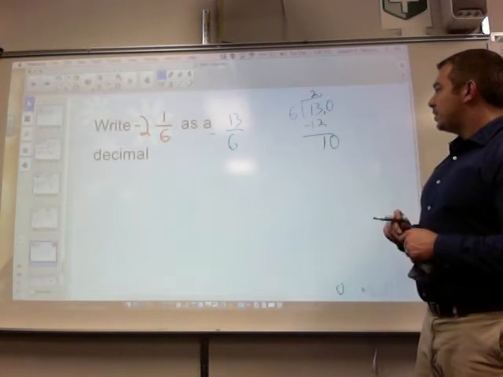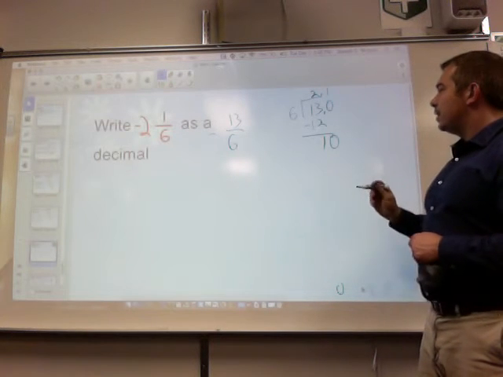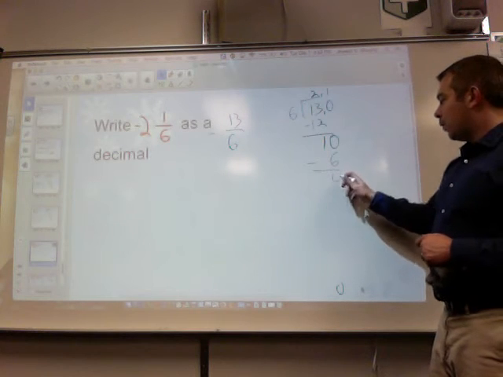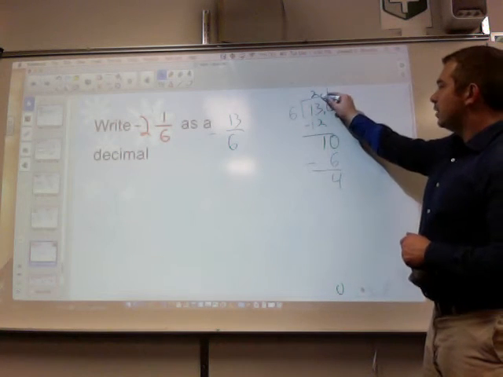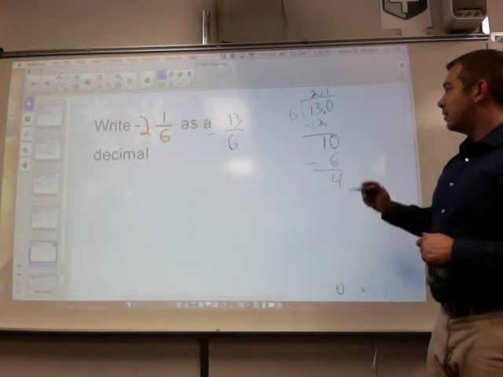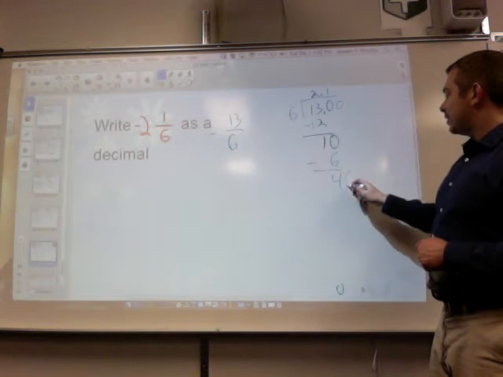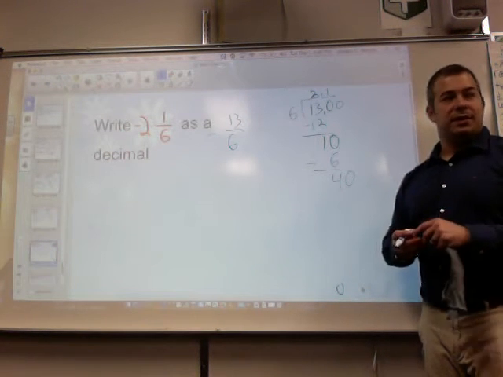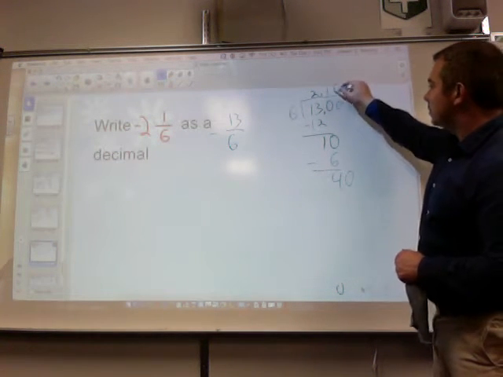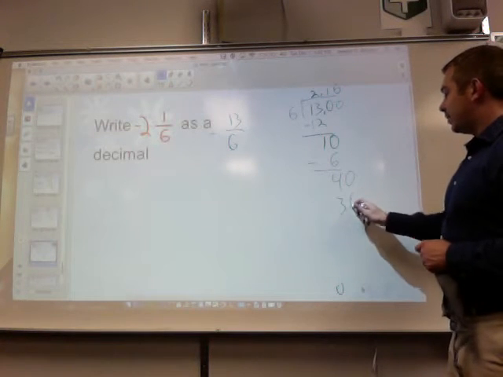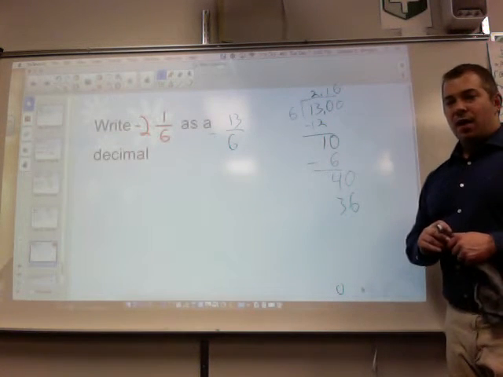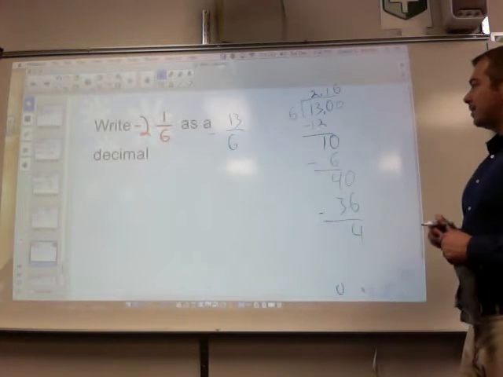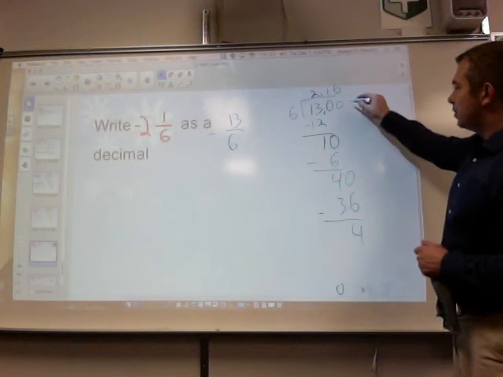How many times could 6 go into 10? Well, it can only go in once. 1 times 6 is 6. 10 minus 6 equals 4. All right, 6 can't go into 4, so I have to annex another 0. How many times could 6 go into 40? 6, 12, 18, 24, 30, 36. It goes in 6 times, and 6 times 6 is 36. Man, we got a long one going here. 40 minus 36 equals 4, and 6 can't go into 4, so I have to annex another 0.